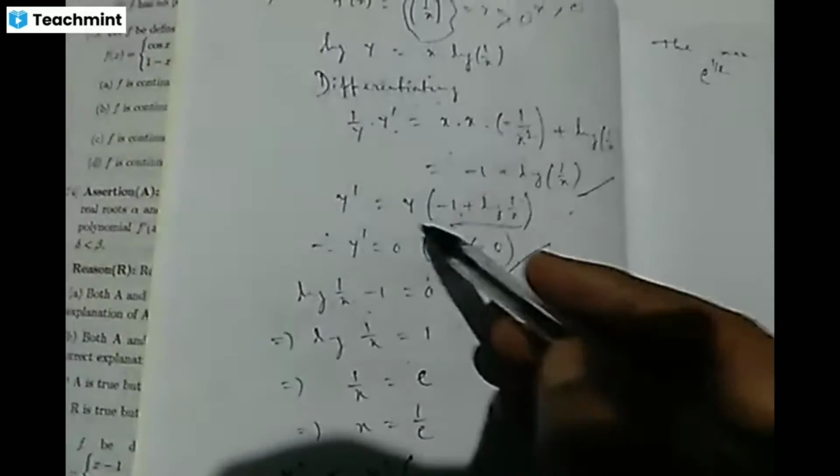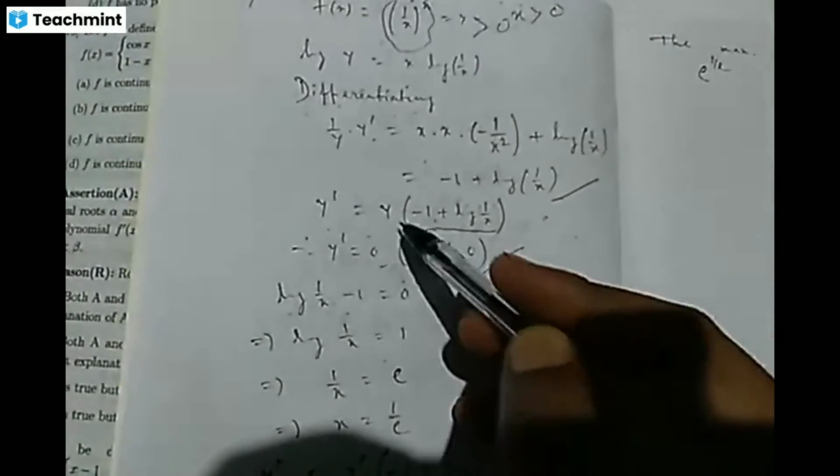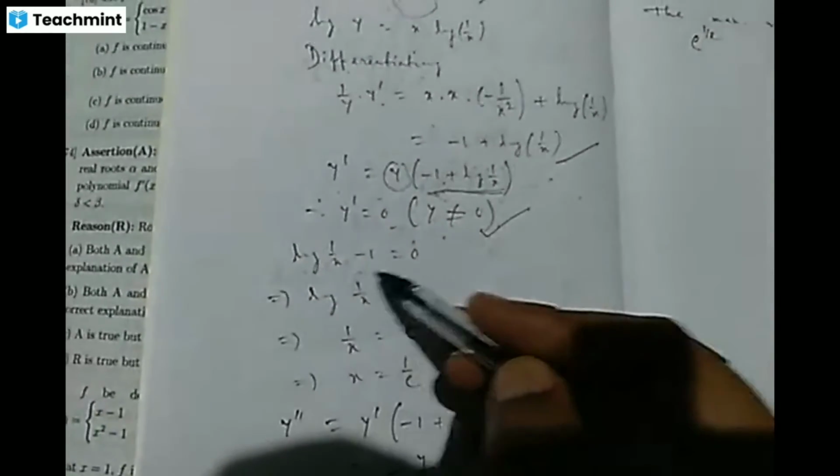So y cannot be equal to 0. This is greater than 0. So this must be equal to 0, because for maximum or minimum we know that the first derivative must be equal to 0. So the first derivative is equal to 0, this is not equal to 0, so this must be equal to 0. So if we put this equal to 0, we will get x equal to 1 by exponential.